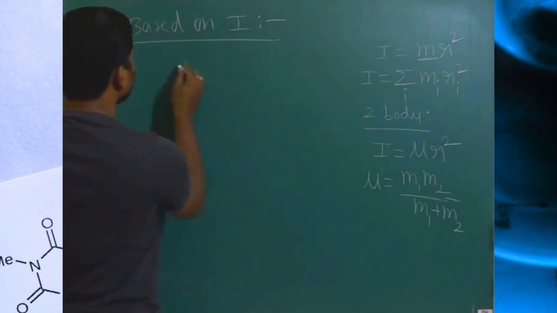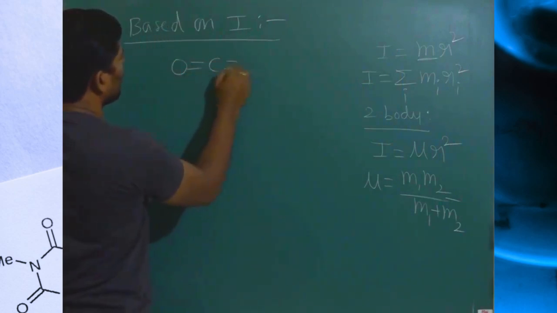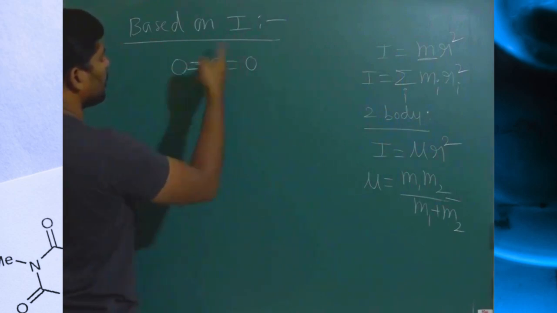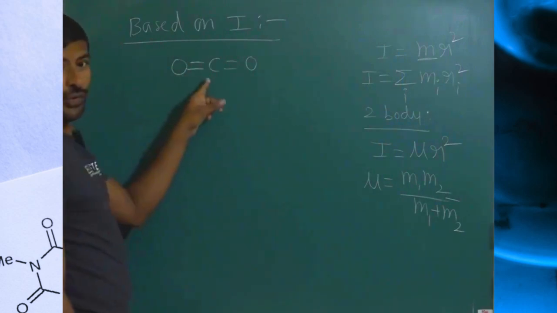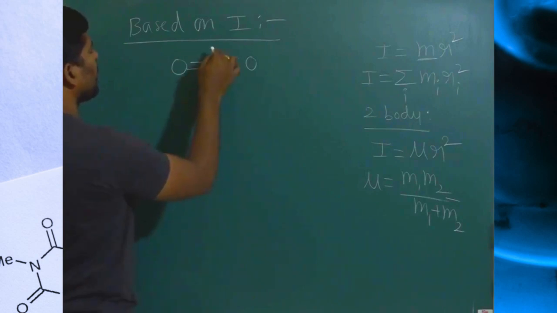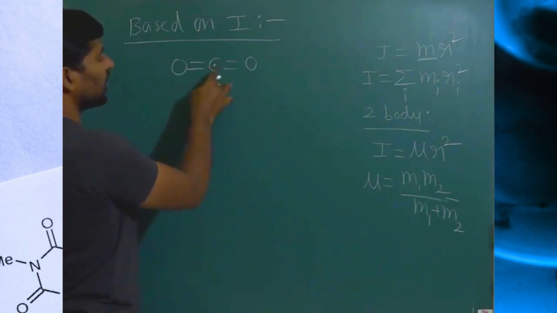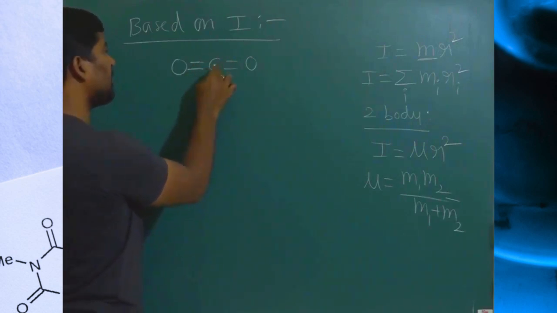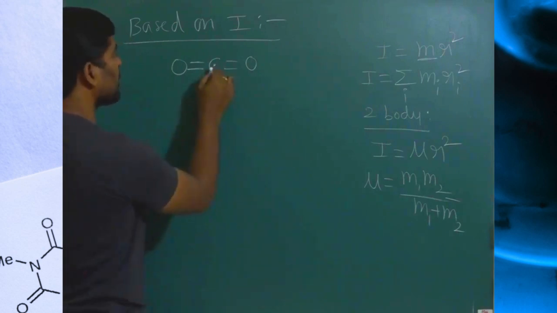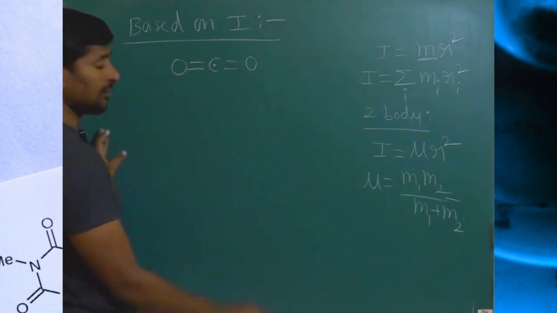For example, if you take CO2, during rotation, here we have the center of gravity. During rotation, the center of gravity position cannot change, so the carbon position cannot change. That means carbon can be considered as stationary.